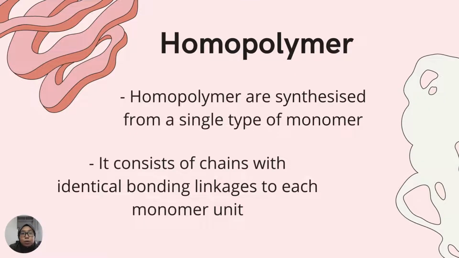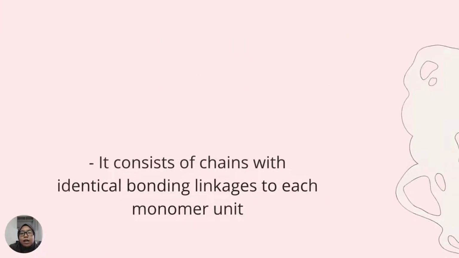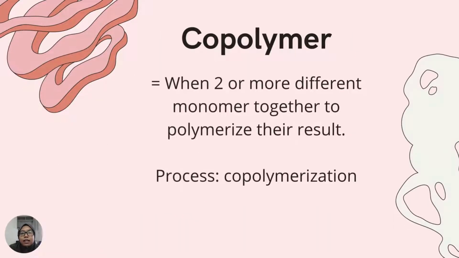Next is homopolymer. A homopolymer is synthesized from a single type of monomer, and it consists of chains with identical bonding linkages to each monomer unit. And next is copolymer. A copolymer results when two or more different monomers polymerize together. This process where monomers become a copolymer is called copolymerization.